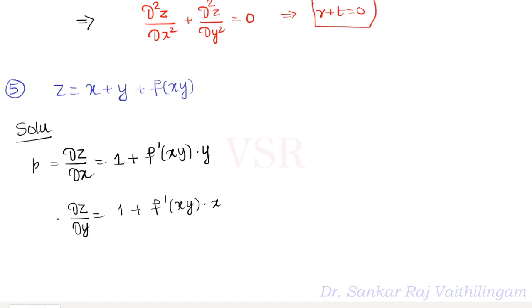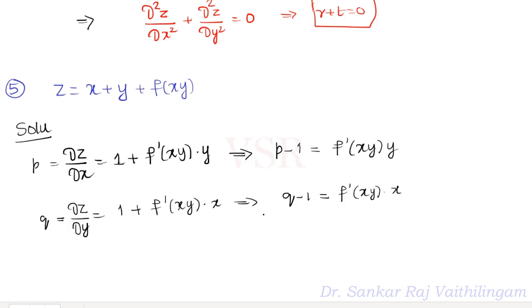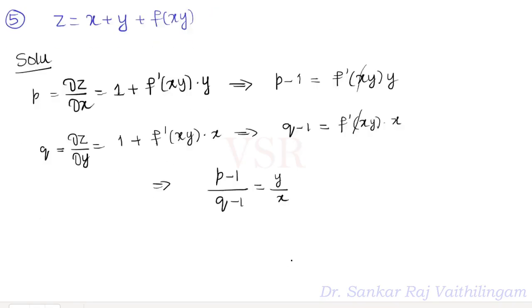அப்போ இது யாரு, this is equal to p. இது யாரு, this is equal to q. அப்போ இதில இருந்து I may write this is p minus 1 which is equal to f dash of xy into y. அதே மாதிரி இதில என்ன தெரியுது, q minus 1 which is equal to f dash of xy into x. அப்ப இது ரெண்டையும் டிவைட் பண்ணிரலாமா? அப்ப டிவைட் பண்ணோம்னா எனக்கு என்ன கிடைக்கும்? அப்படினா that is p minus 1 divided by q minus 1 which is equal to இது ரெண்டு அடிபட்டு போயிடும். So we'll have this is y by x.